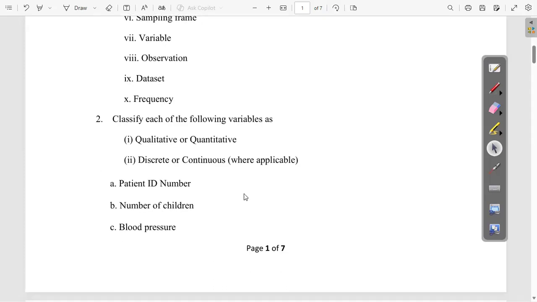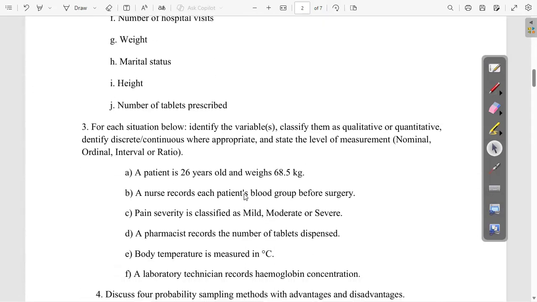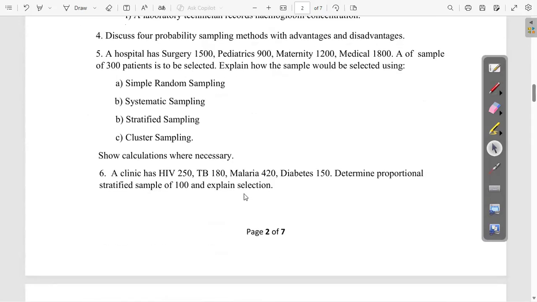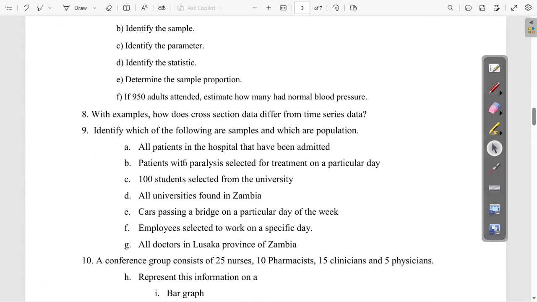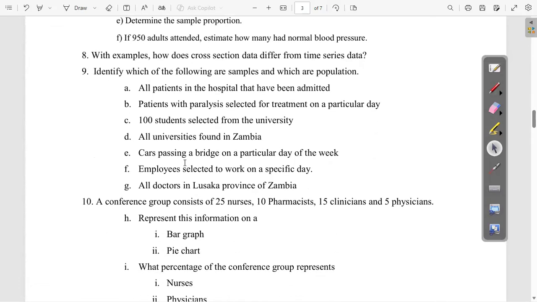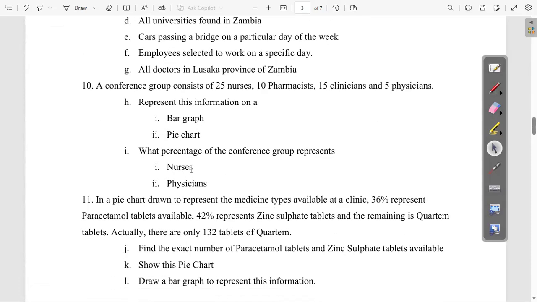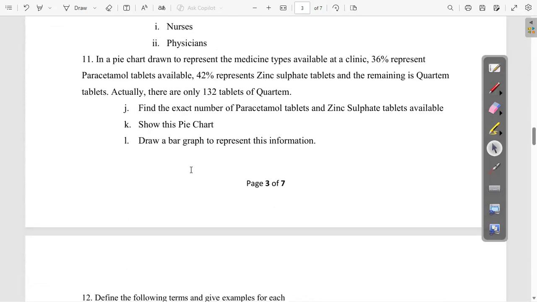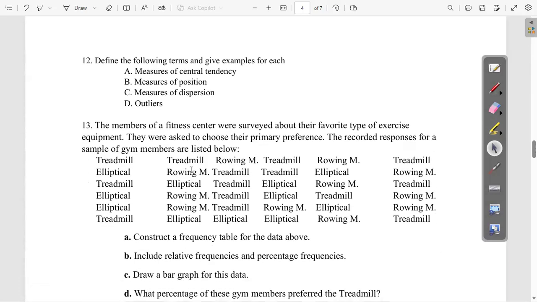So you can see all these questions here from question 1, where we're just defining terms. We'll talk about sampling methods, for example, question number 4. We'll talk about how to identify a population, how to identify a sample, how to draw the bar graph, the pie chart. And then we're going to define and give examples of measures of central tendency, like the median, the mode, and the like, measures of position, measures of dispersion, like the variance.